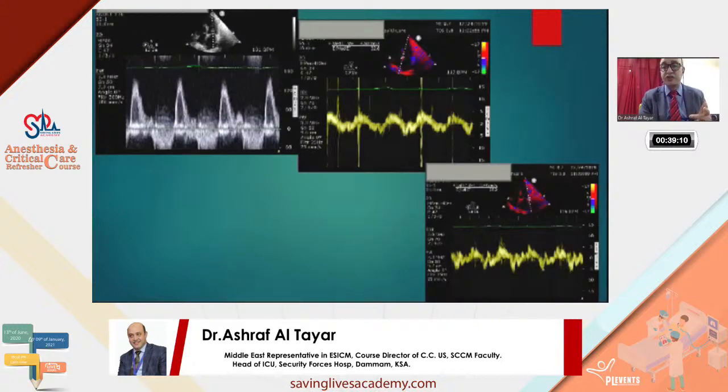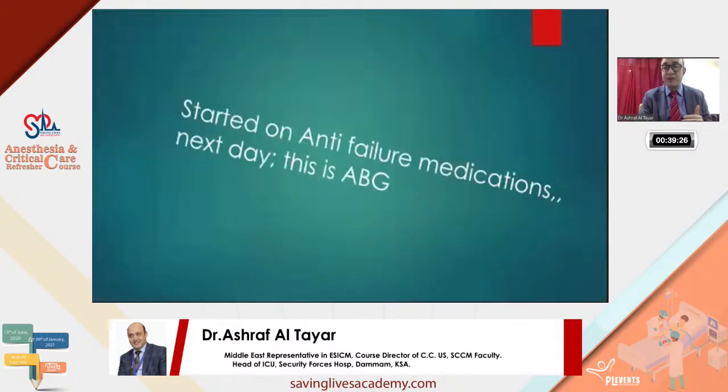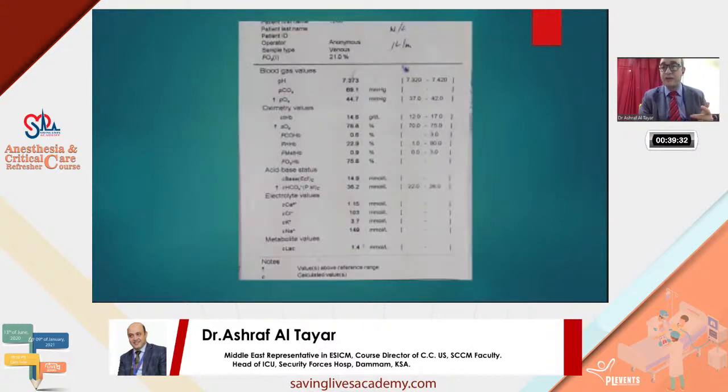And the diastolic function with tissue Doppler was showing E to E prime 32. This is the average, this is the lateral, and this is the medial. The average is far above 20, so very high pulmonary capillary wedge pressure. This patient needed heart failure management. Once we started the anti-failure medication, everything improved within 24 hours, and the patient was discharged from ICU.